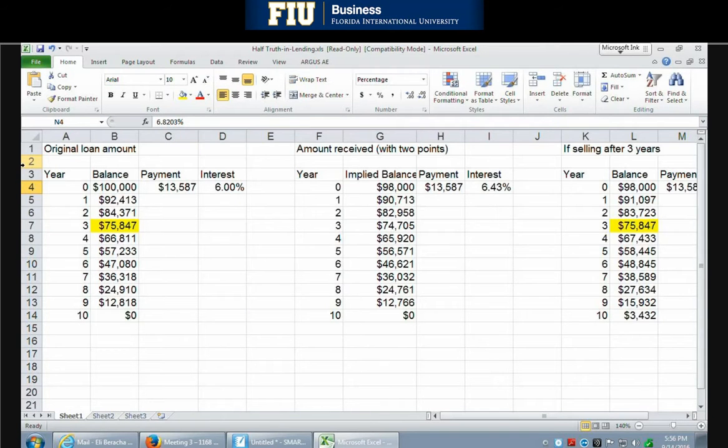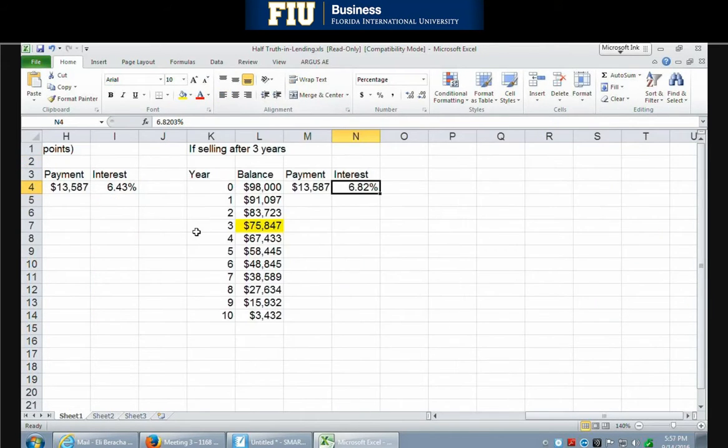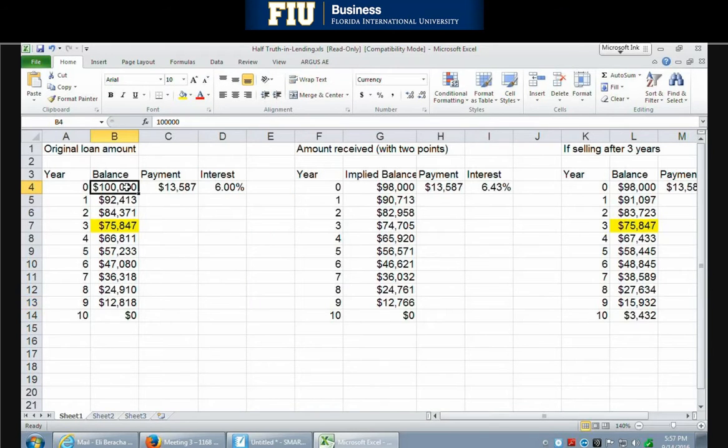So let's say that you have the original situation where, for simplicity, you're borrowing $100,000 at an interest rate of 6%, and it's for 10 years. And again, I have a very short amortization table, every year in one line, just to make sure we can see everything in one shot, so I don't have to scroll.